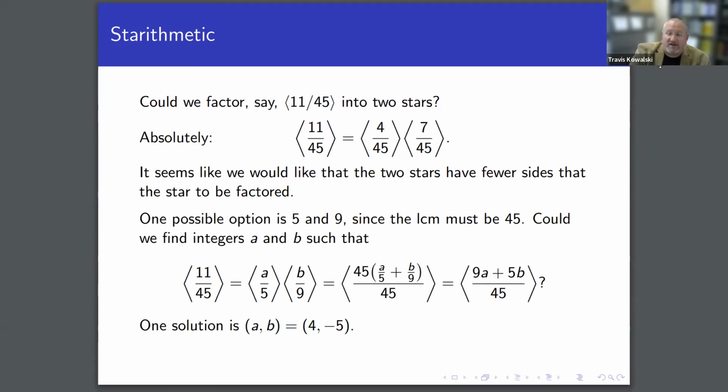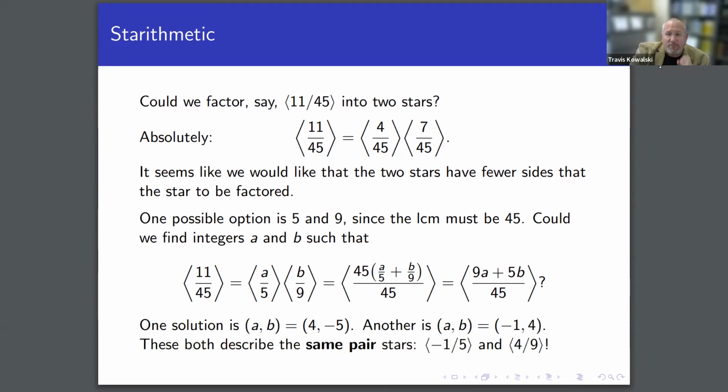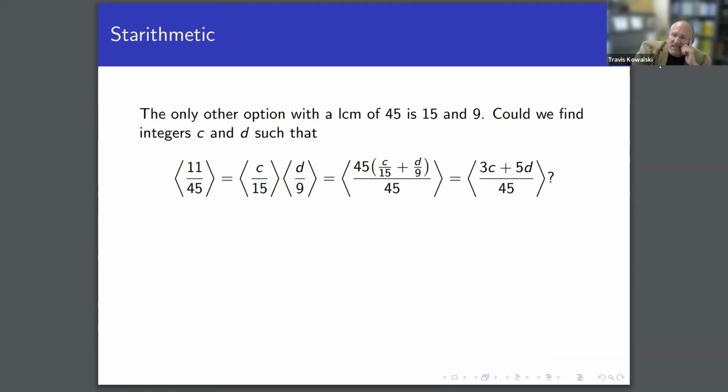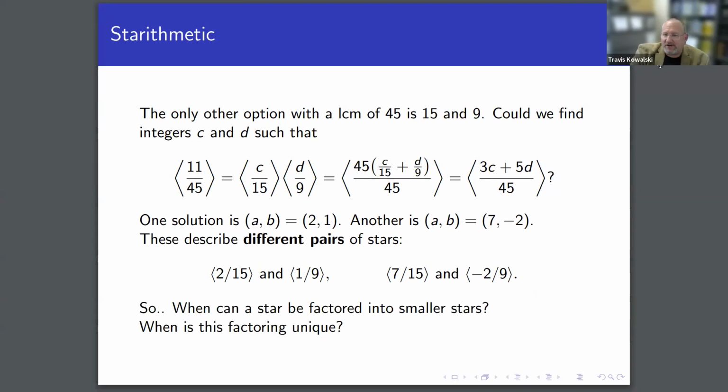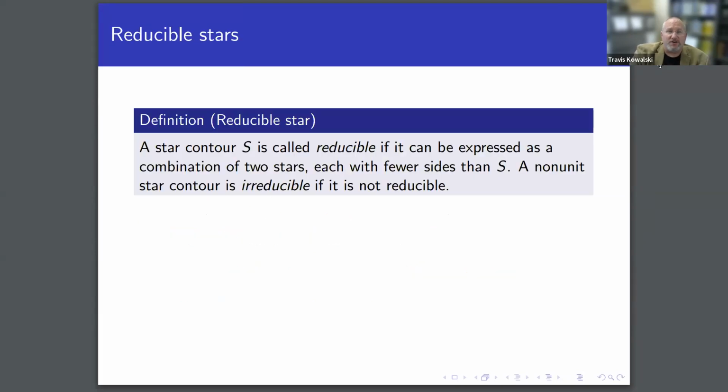One solution is 4, 5. Another solution is -1, 4. And both of these describe the same stars. On the flip side, if I were to try a 15-sided star and a 9-sided star, I would discover that there are multiple solutions that correspond to different stars. So when can a star be factored into smaller stars, and when is this factorization unique? So let's give a quick definition. We're going to call a star reducible if it can be factored into two stars that have a smaller number of sides, and irreducible if it's not.